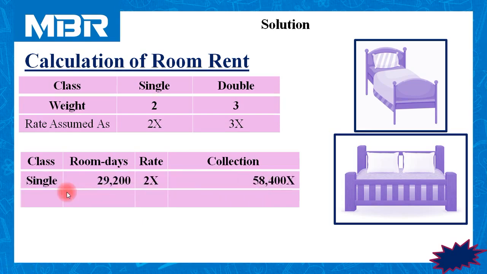For single room, there are 29,200 room days that we have already computed earlier, multiplied by the rate 2x as assumed over here. 29,200 multiplied by 2x. So the total collection from the single room is 58,400x.